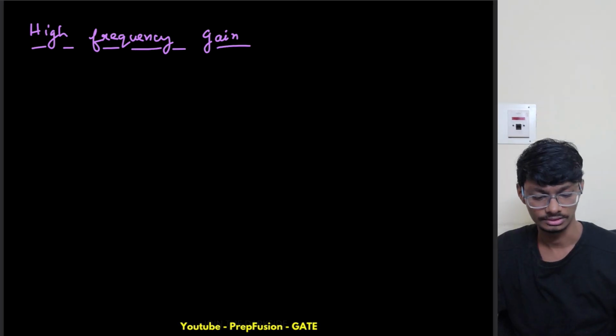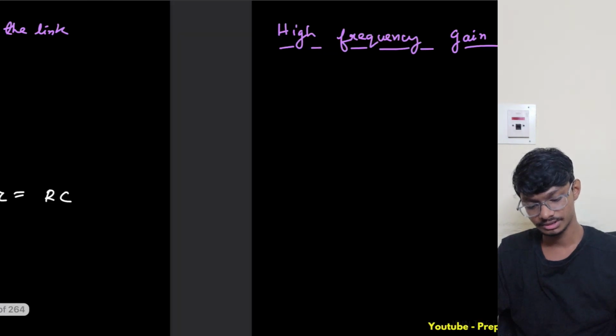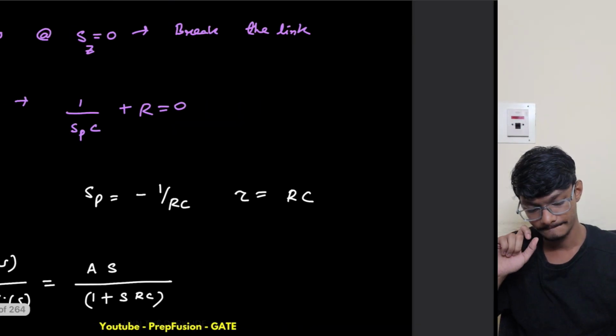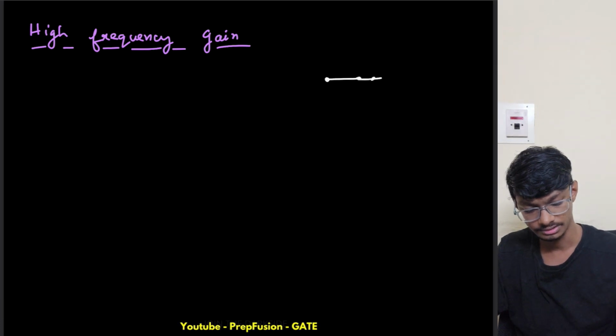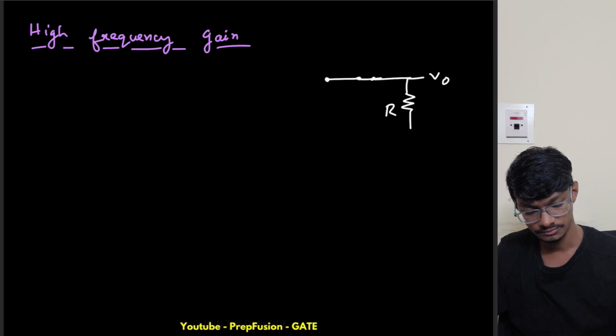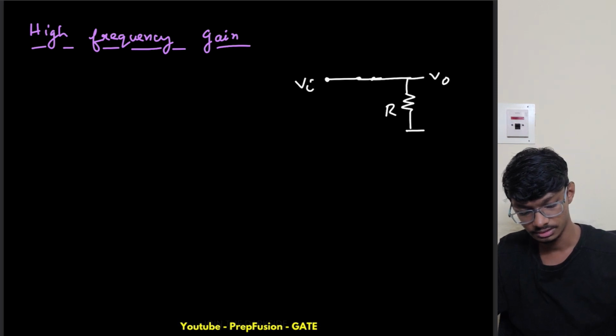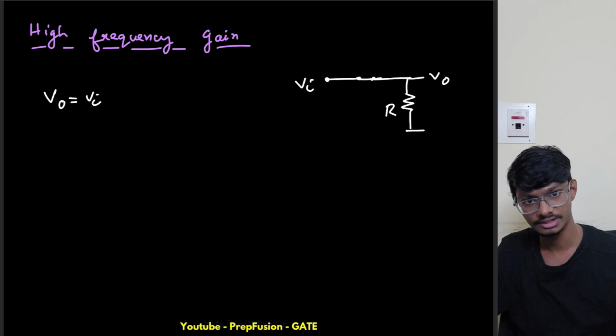We have to find the high frequency gain again, right? To find it, we can simply put s equals infinity, and the circuit becomes something like this. This is shorted, this is r, this is VO, this is VI. So VO equals VI, so the high frequency gain is 1.